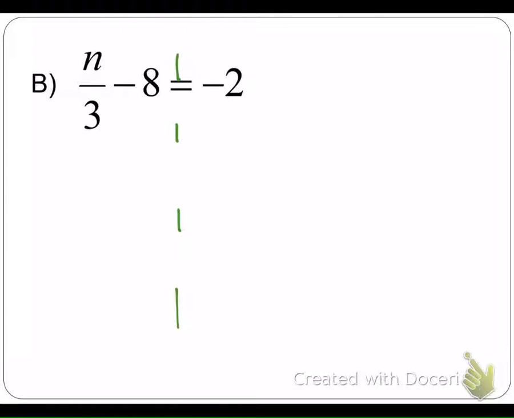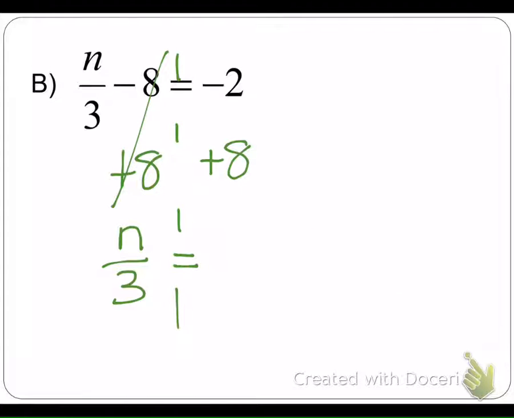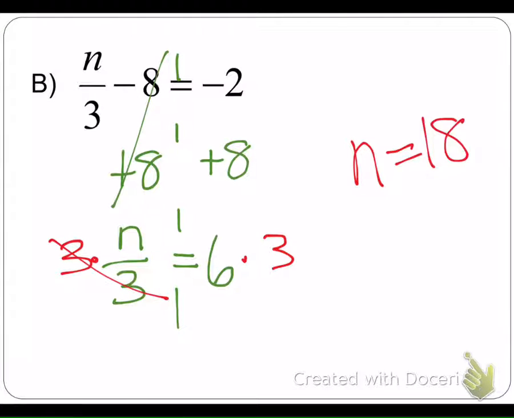All right, how do I undo subtracting 8? You add 8. So that's where I would start on this one. We always undo the adding and subtracting first. So we still have the n. We still have the divided by 3. Now it's equal to, what's negative 2 plus 8? 6. Good. All right, then what? Yes, we're going to multiply both sides by 3. So I'm going to get n equals 18.